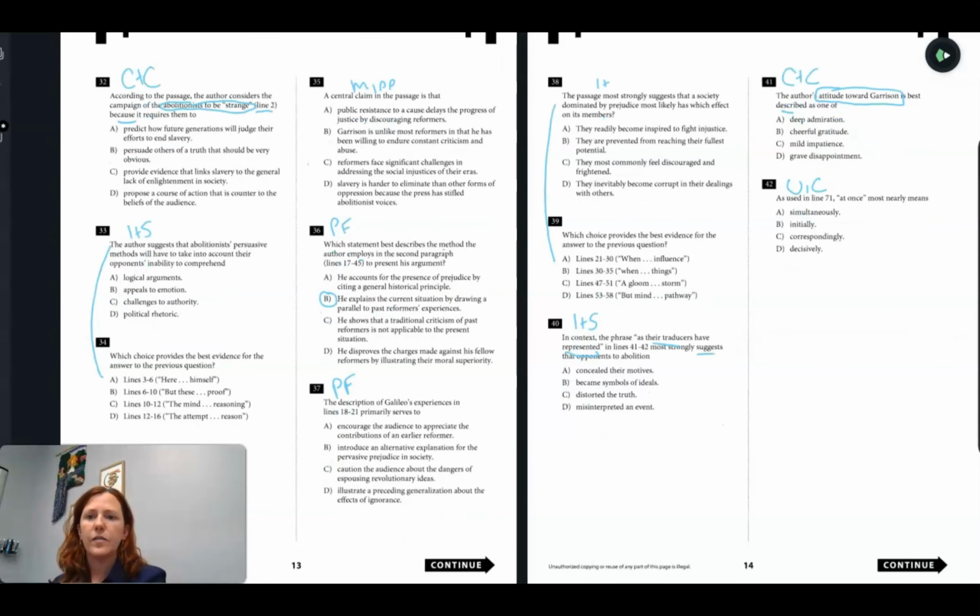Okay, so I need to find why what the abolitionists are doing is strange. I need to look definitely for Galileo's experience and why we use that description. I need to consider what traducers strongly represented, what that means, and then look for the attitude on Garrison and stop to consider what the phrase at once means.